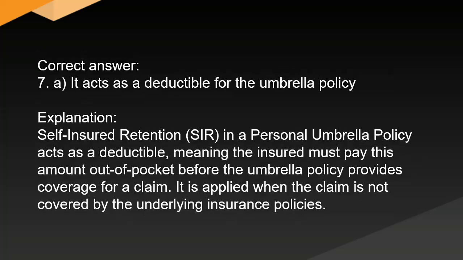Correct answer. A. It acts as a deductible for the umbrella policy. Explanation. Self-insured retention, SIR, in a personal umbrella policy acts as a deductible, meaning the insured must pay this amount out of pocket before the umbrella policy provides coverage for a claim. It is applied when the claim is not covered by the underlying insurance policies.